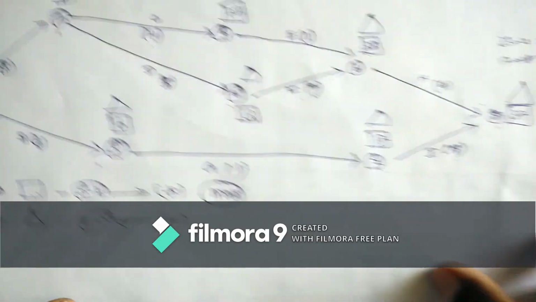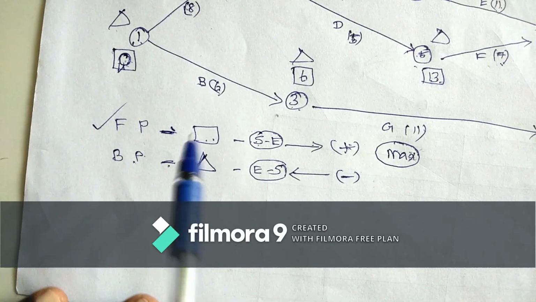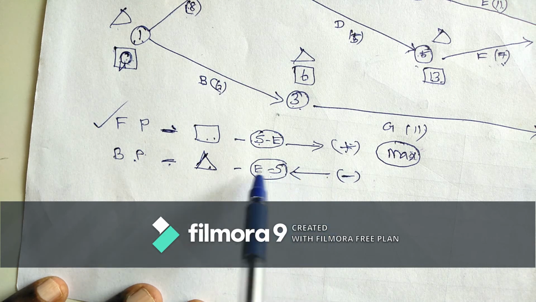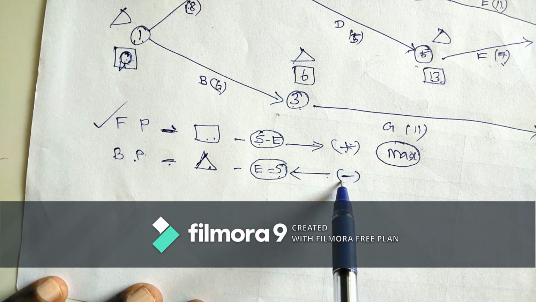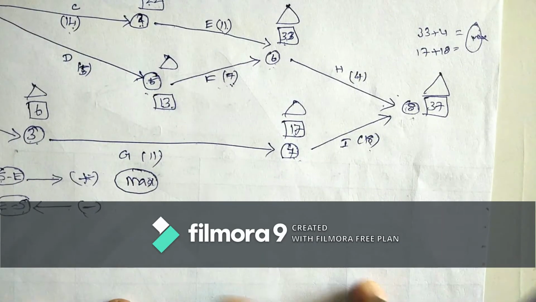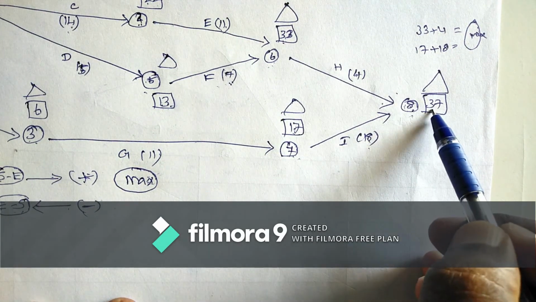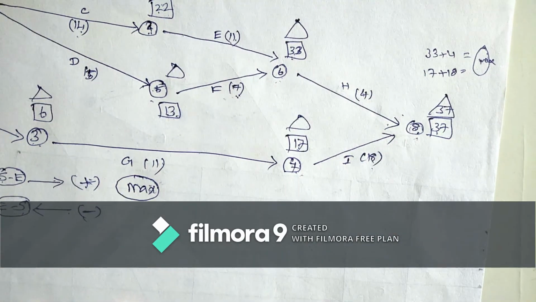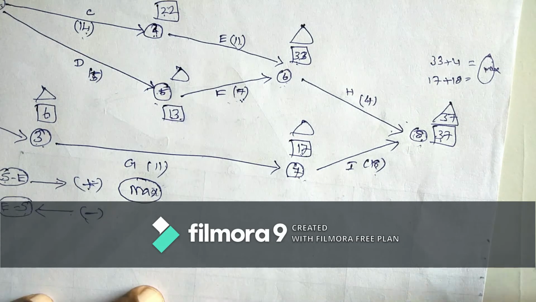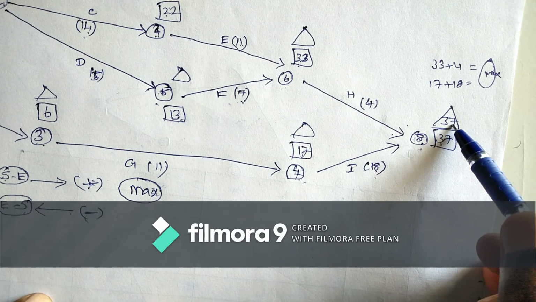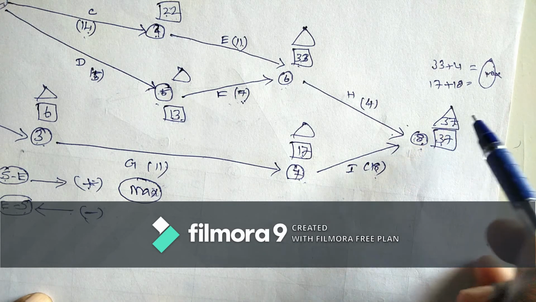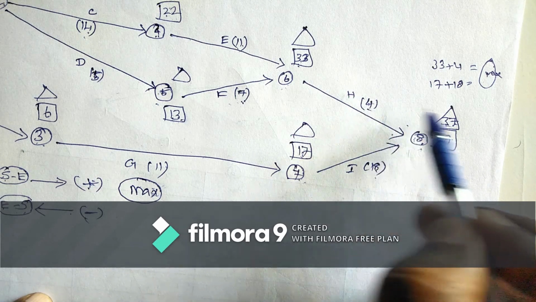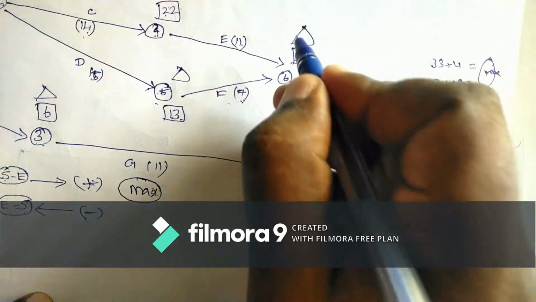Now the backward pass values. The backward pass values are mentioned in triangles. We have to start right to left, that is ending point to starting point, and we have to subtract the values. Okay. Now we can start from the right hand side. So here the total duration is 37, so we take it as 37. Now we have to subtract. The next value is 37 and the current value is 4. So 37 minus 4, 33.